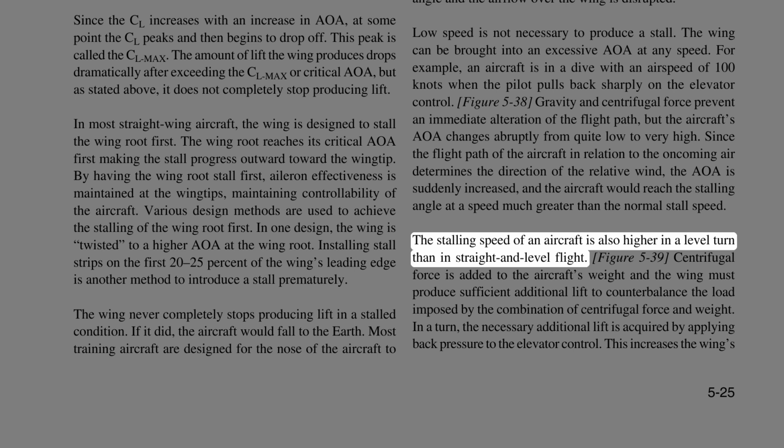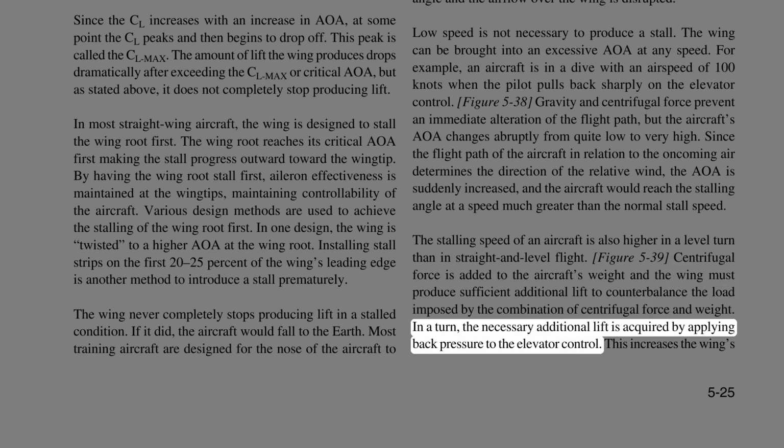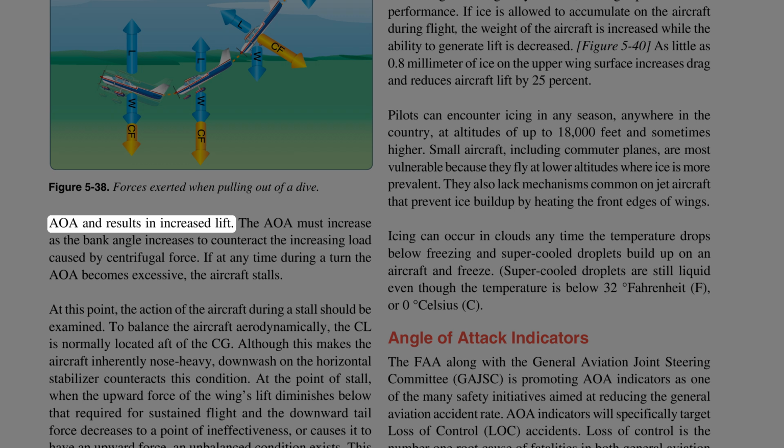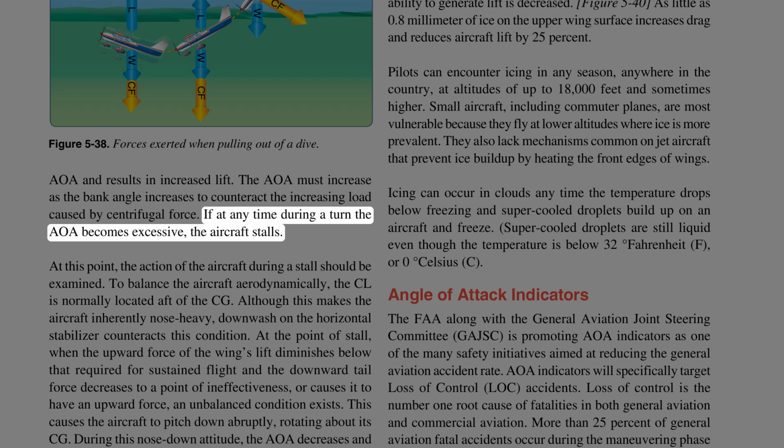The stalling speed of an aircraft is also higher in a level turn than in straight-and-level flight. Centrifugal force is added to the aircraft's weight, and the wing must produce sufficient additional lift to counterbalance the load imposed by the combination of centrifugal force and weight. In a turn, the necessary additional lift is acquired by applying back pressure to the elevator control. This increases the wing's AOA and results in increased lift. The AOA must increase as the bank angle increases to counteract the increasing load caused by centrifugal force. If at any time during a turn the AOA becomes excessive, the aircraft stalls.